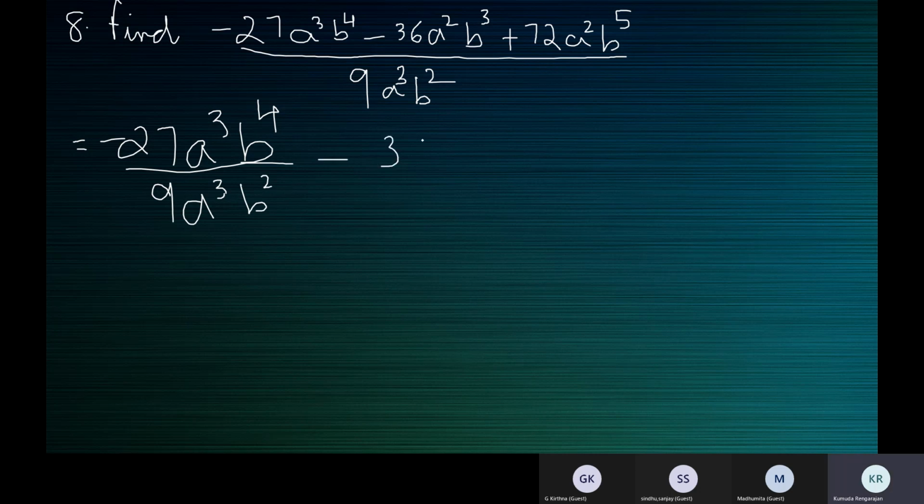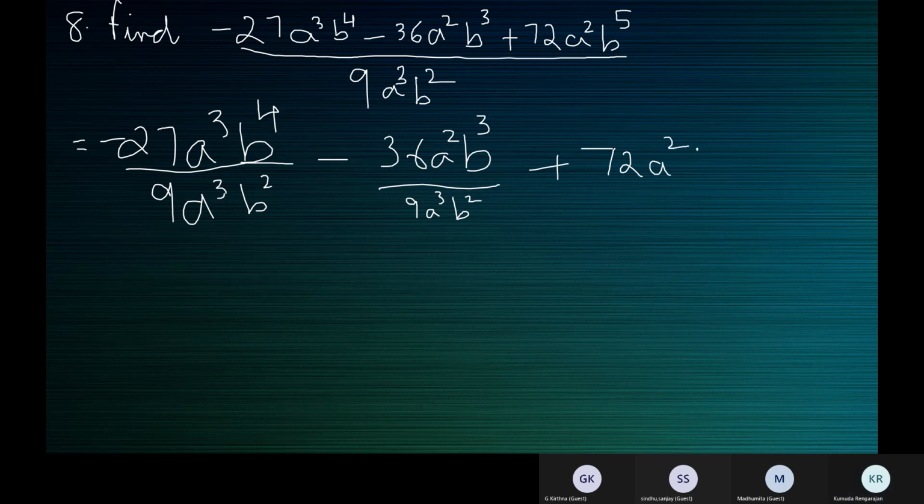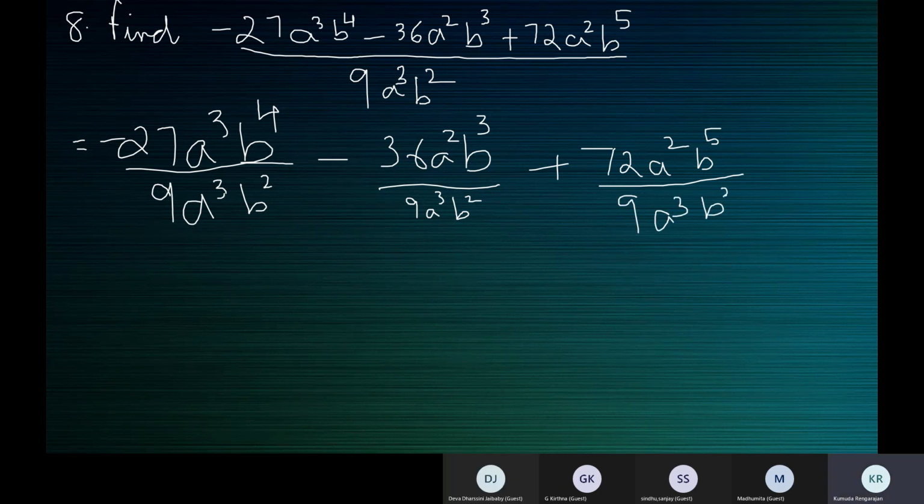Minus 36 a square b cubed divided by 9 a cubed b square, plus 72 a square b to the power 5 divided by 9 a cubed b square. This is the first step.